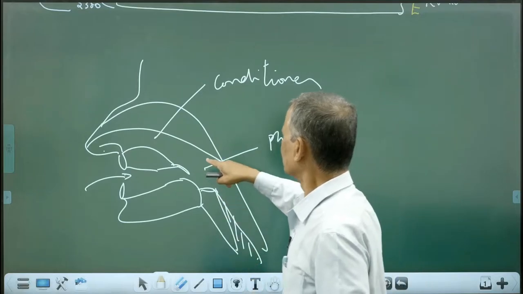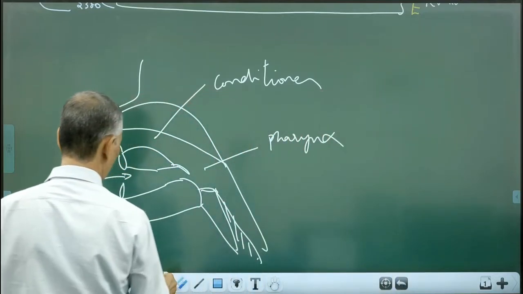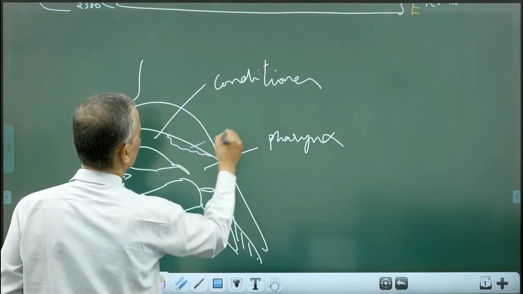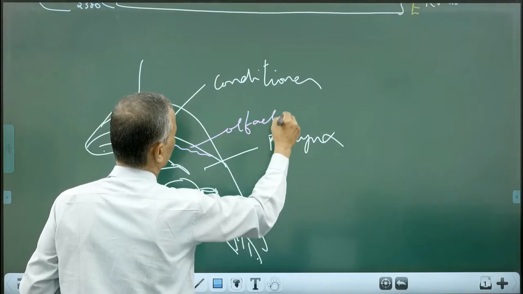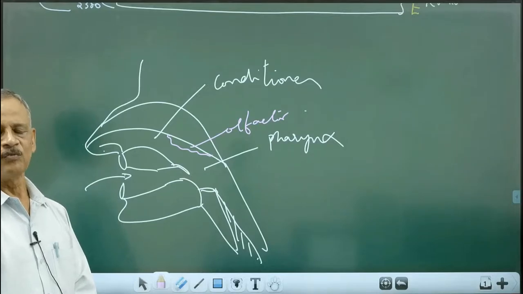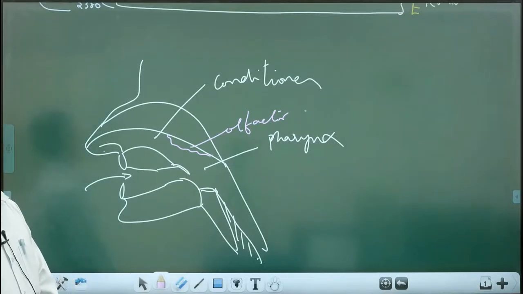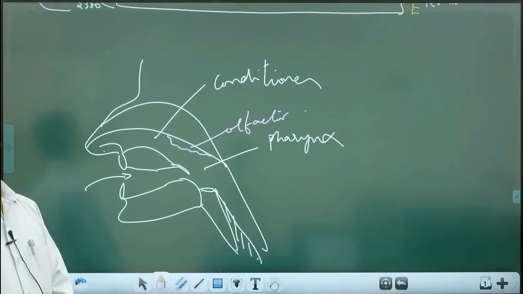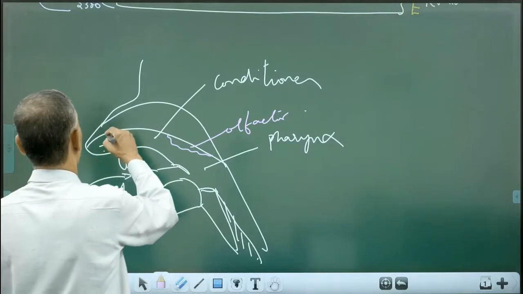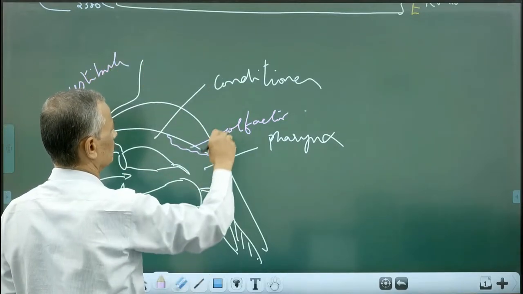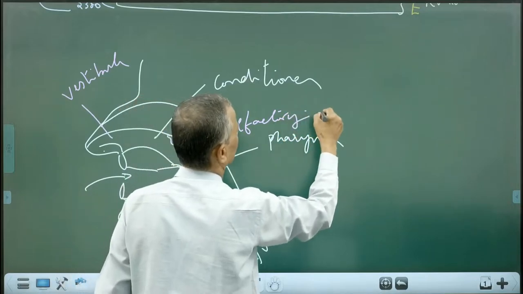Okay. Then on the extreme posterior part, you are having the olfactory chamber. This olfactory chamber is responsible for our smelling, by which we will be smelling. That chamber is having olfactory epithelium, which is having sensory cells. Okay, so you are having a vestibule, a conditioner, and an olfactory chamber.